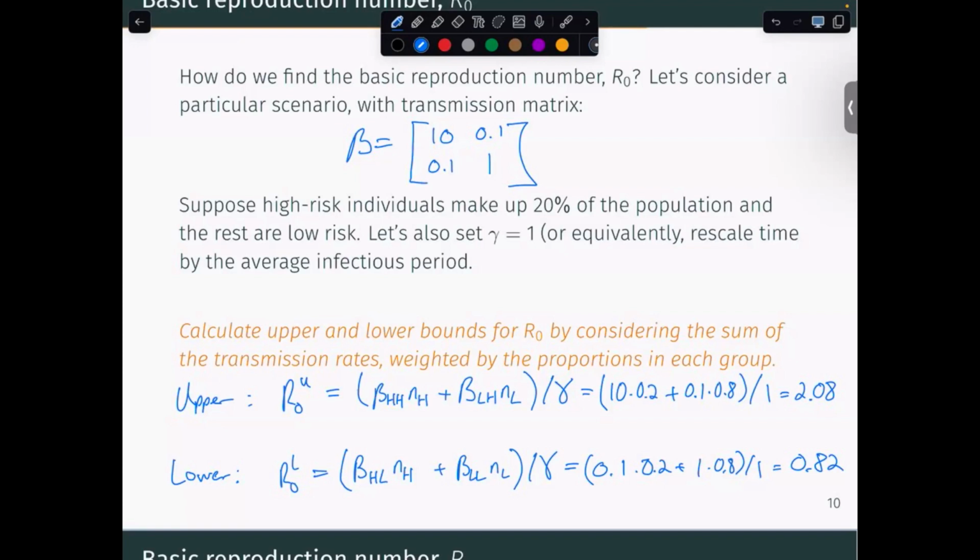Is it a coincidence that the sum of both of the R naughts is an integer? Just wondering. Just because I've chosen these values. Yeah, nothing special about it in general. It's just a coincidence.